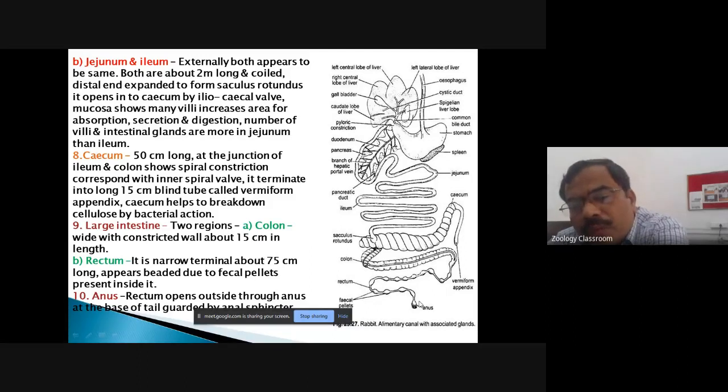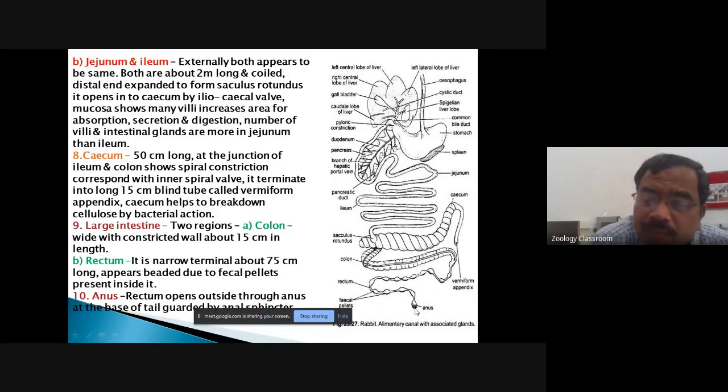Now this rectum opens by the anal aperture. The rectum opens outside with the help of the anus at the base of the tail. This anal aperture is also guarded with the help of the sphincter wall. Okay. Now come to the digestive glands.